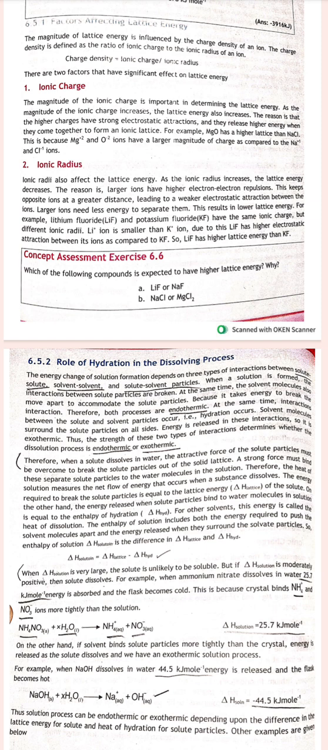This is due to the larger ion size and electron-electron repulsion, and there is a greater distance, so weaker electrostatic attraction exists, and larger ions need less energy to separate them, so there will be lower lattice energies. For example, lithium fluoride and potassium fluoride, when we compare them, they have the same ionic charge but different ionic radius. Lithium is small and potassium is large. So lithium fluoride has high electrostatic attraction as compared to potassium fluoride, so lithium fluoride has higher lattice energy than potassium fluoride.